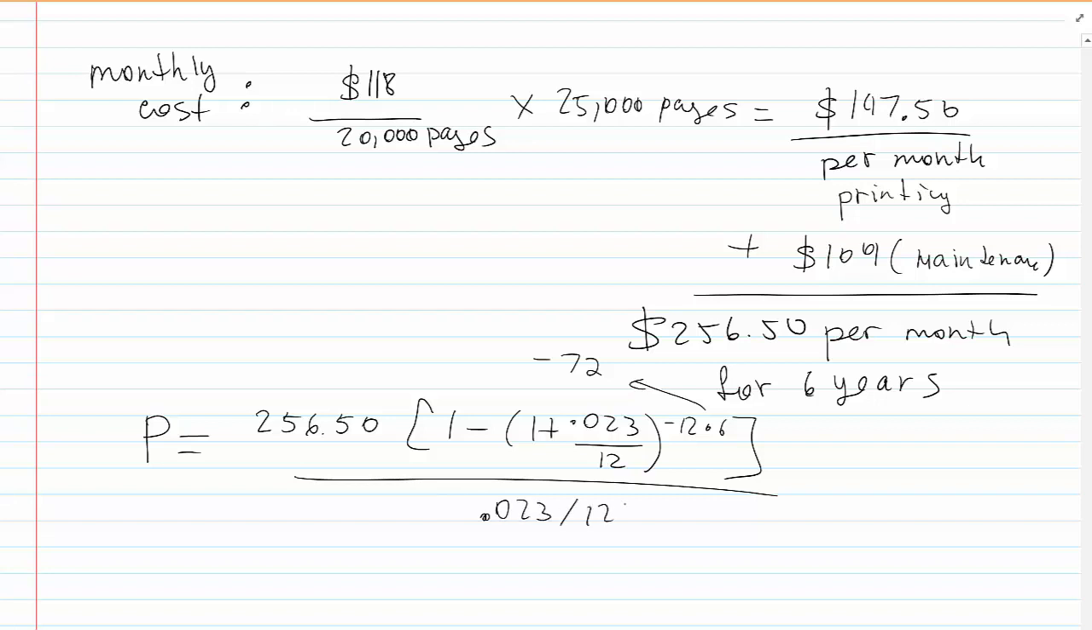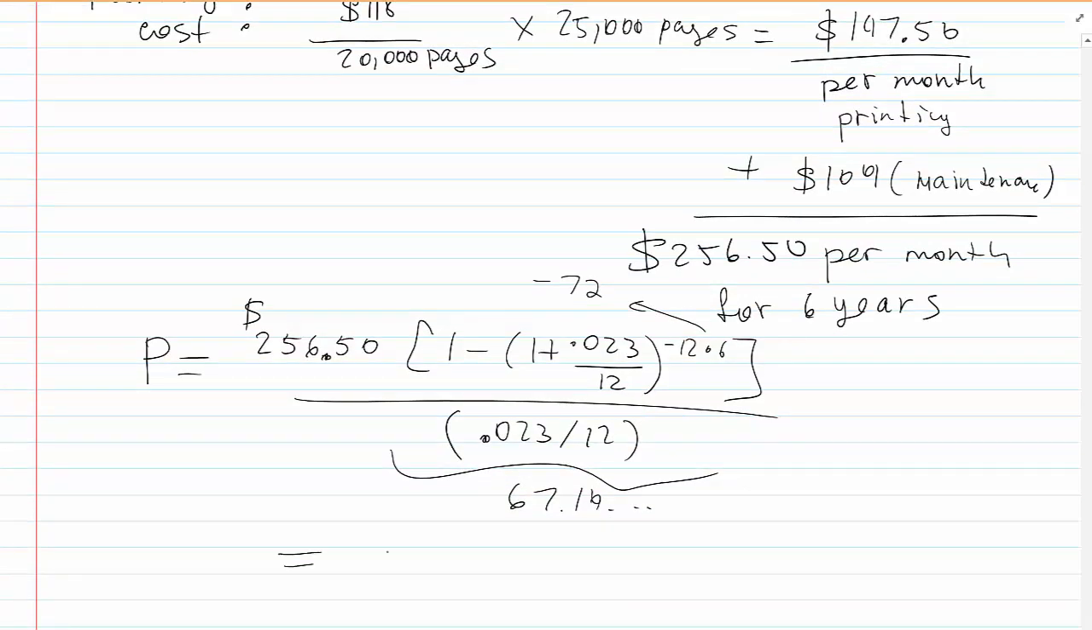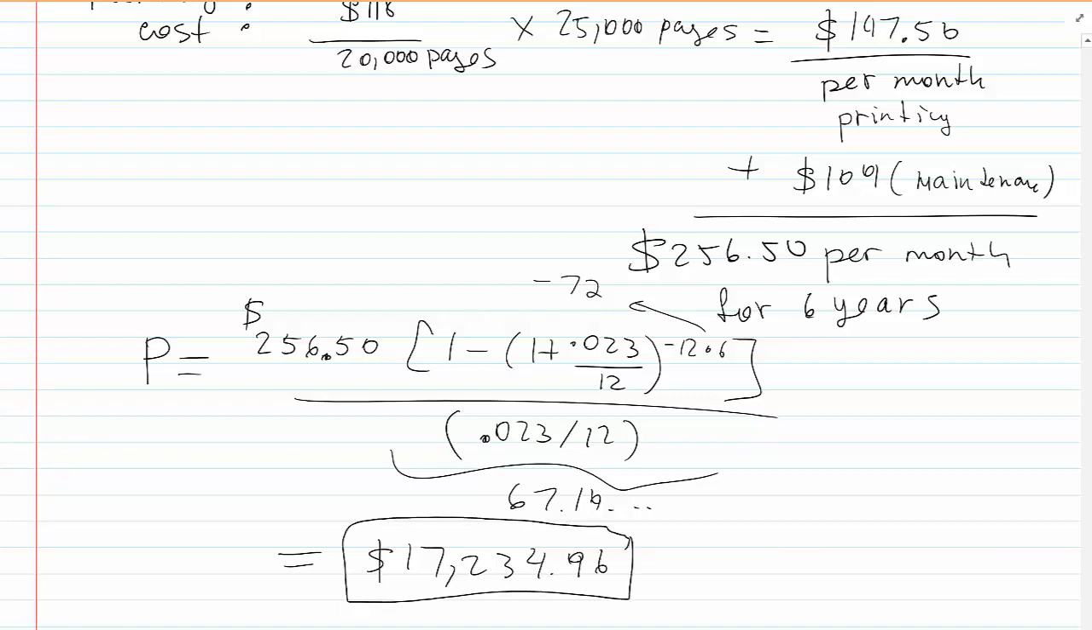So basically we're using a present annuity equation and putting your monthly expenses in it right there. Okay? So 1 minus 1 plus 0.023 divided by 12 to the power of negative 72, divided by 0.023 divided by 12. So this one is going to be 67.19, and then times it by 256.50. So the operating cost of this printer is $17,234.96. Okay, so that's how much it costs to print.